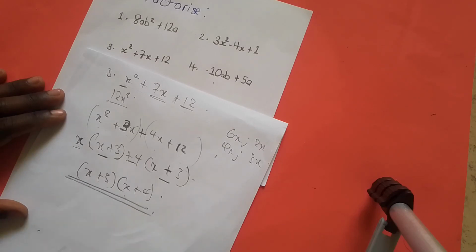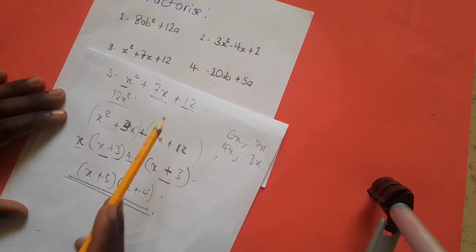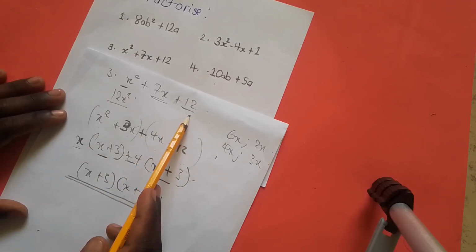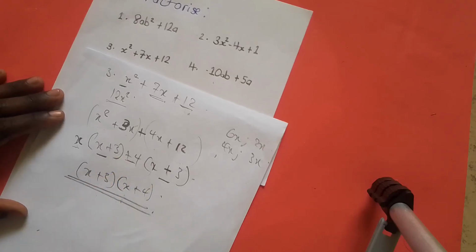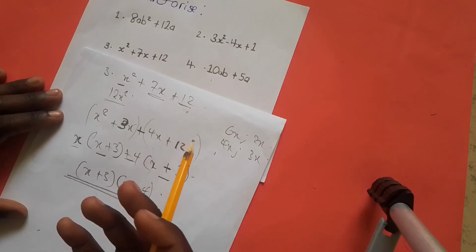So this is the solution. If you factorize this quadratic expression, the solution is going to be this solution: x plus 3 bracket x plus 4. This is your solution, right? So I'm now moving on to the last question, right?